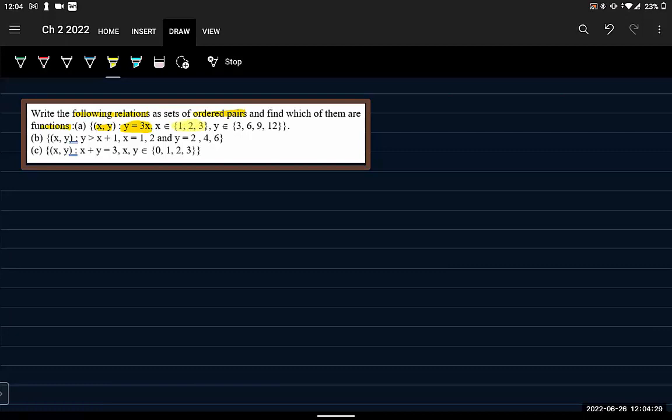x should be equal to 1, 2, and 3. And y, of course, belongs to 3, 6, 9, and 12. So I will start making the ordered pairs. In the first relation, if x is equal to 1, obviously y, which is 3 times x, will take the value 3. When x is equal to 2, y is 3 times x, so it will take the value 6. Similarly, when x is equal to 3, y will be 3 times x, which will take the value 9. x has only 3 values, 1, 2, and 3, so we won't write any more ordered pairs.